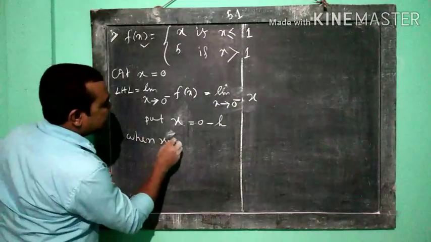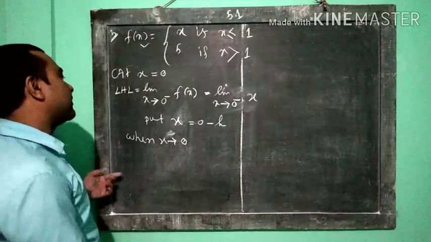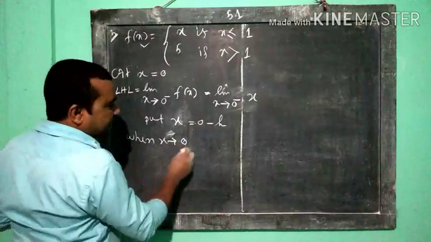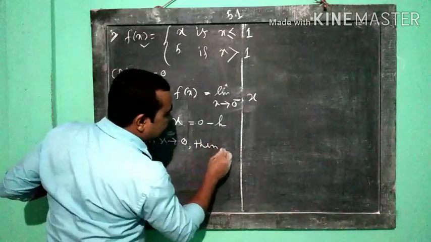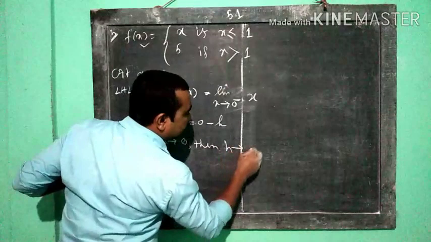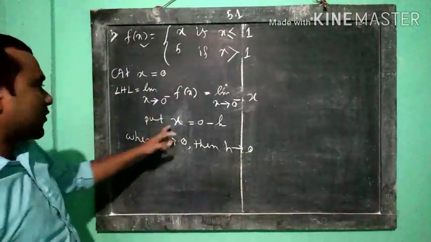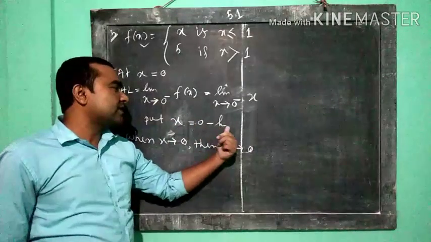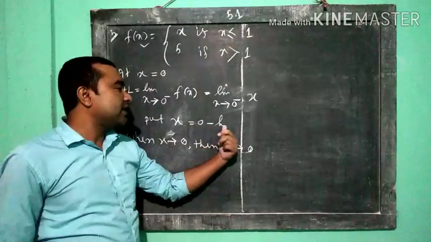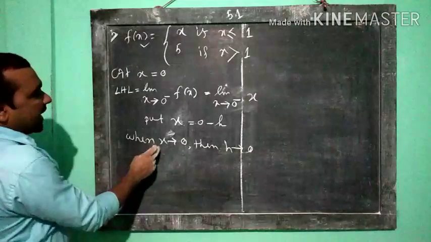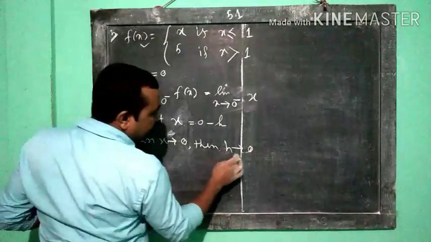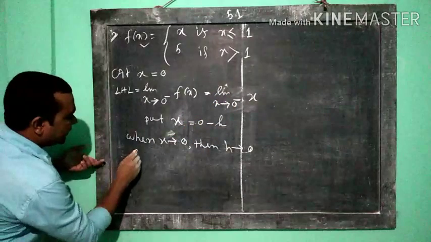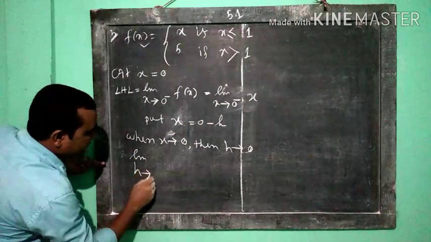When x tends to 0, then h tends to 0. If we put x equal to 0, then 0 minus h equal to 0, that means h equal to 0. Then when x tends to 0, then h tends to 0. So write in this equation, therefore limit h tends to 0.